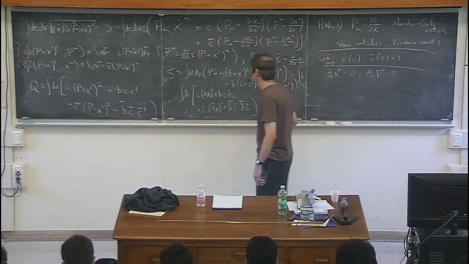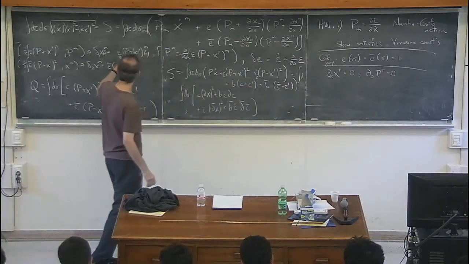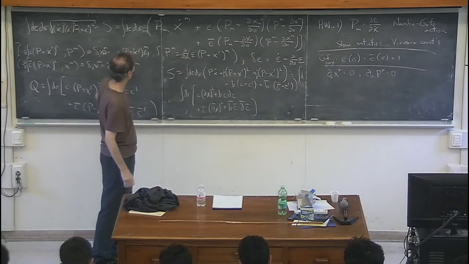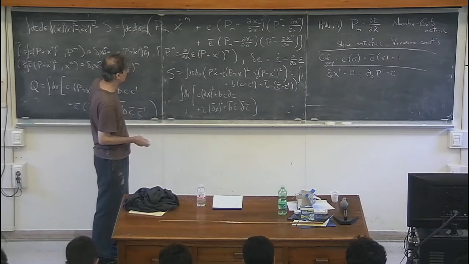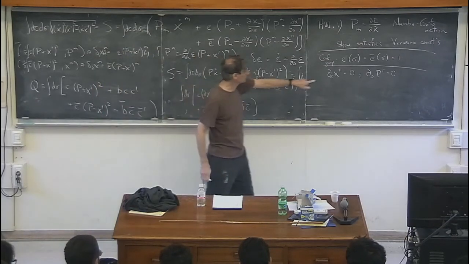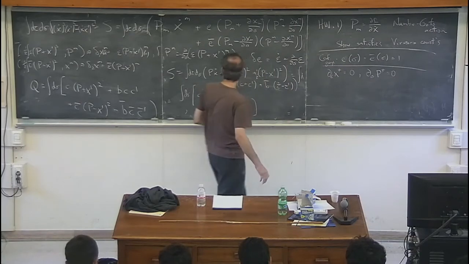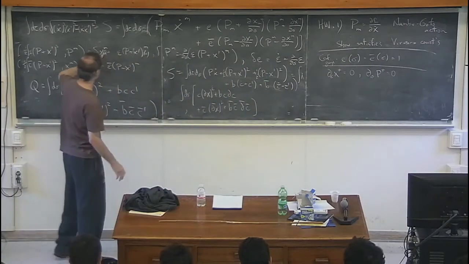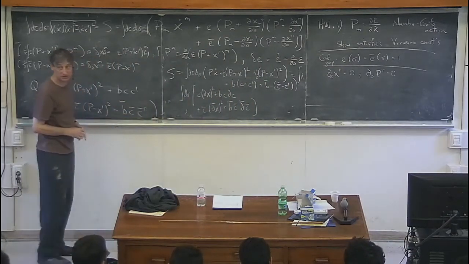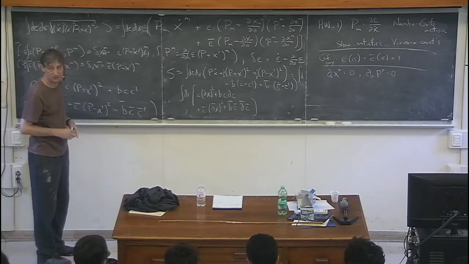So we use the sigma dependence of epsilon, or in other words, the non-zero modes with respect to sigma, to gauge the non-zero modes of X plus and P plus to be equal to zero. Okay.